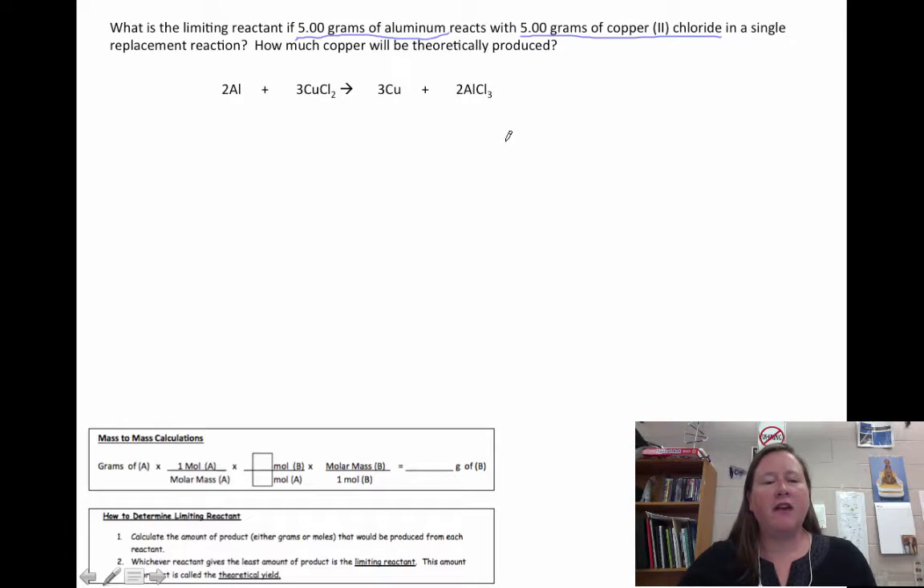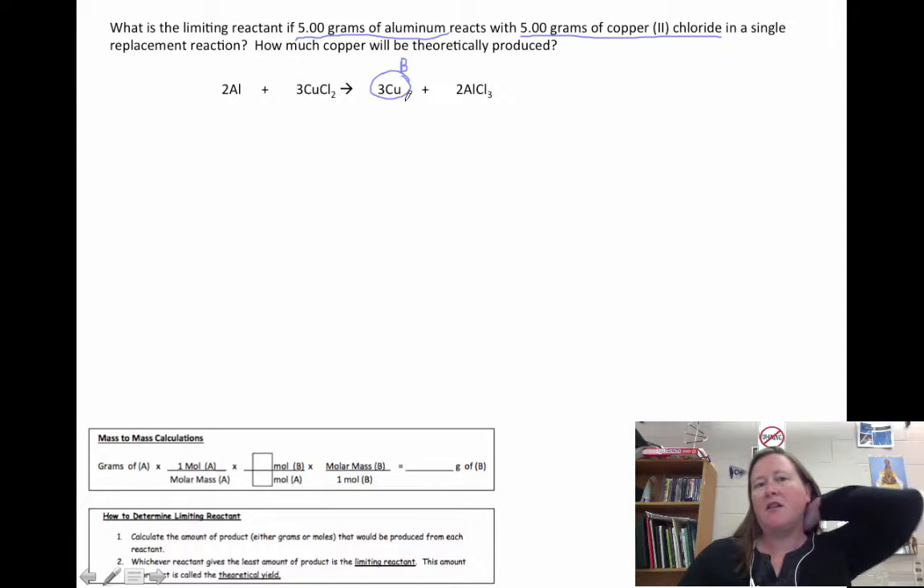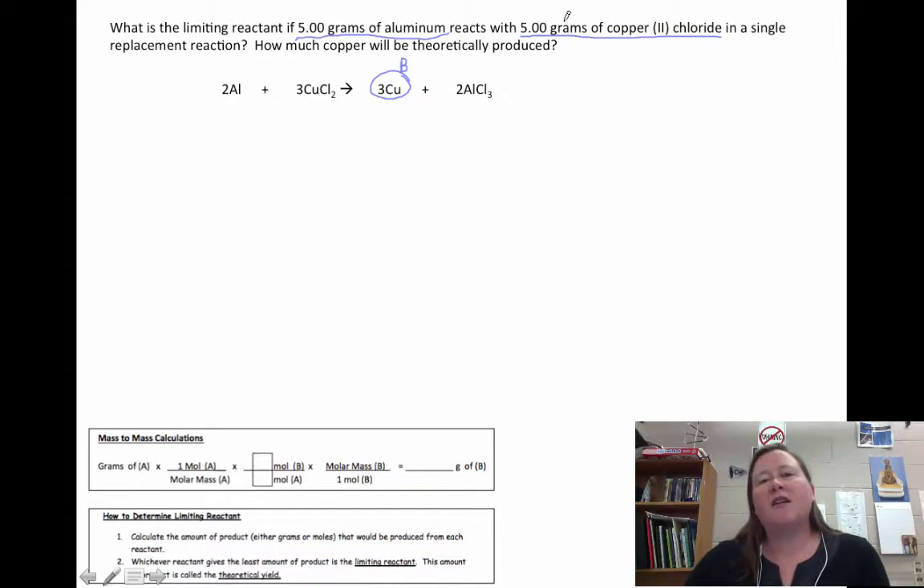So for the limiting reactant problem, calculate the amount of product. The product we're interested in here is copper. So this is going to be the B in each of these calculations. Except now we have two starting substances. So two calculations, whichever one gives us the least amount of copper is the limiting reactant, and that amount is going to be the theoretical yield. So we'll set this up here.